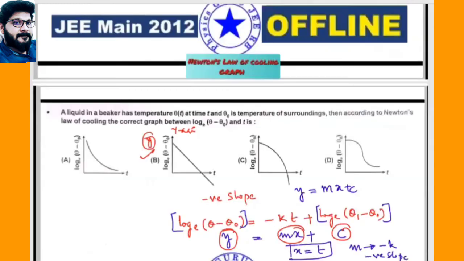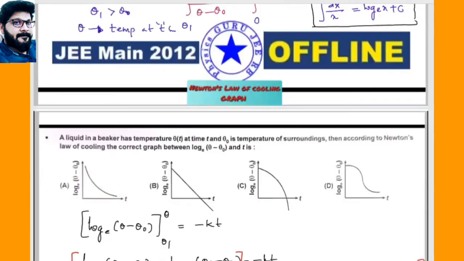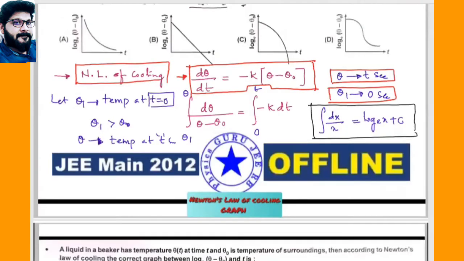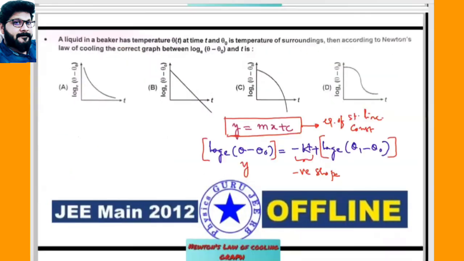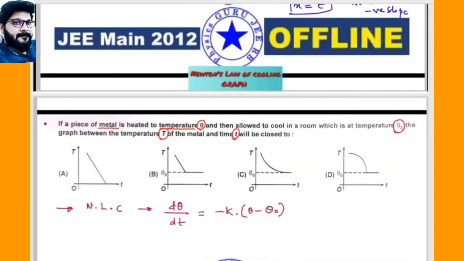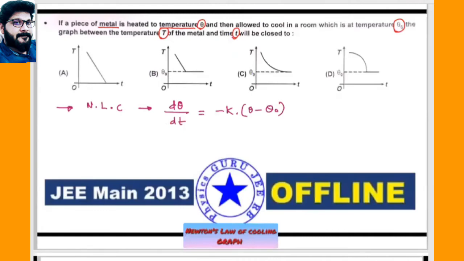You can see in this question, d theta by dt is the rate of cooling. In the same manner here also, it's rate of cooling, right? Now instead of theta, I'll substitute like this: d capital T divided by dt equals minus k. I'm trying to replace theta. Theta is capital T minus theta naught. Hope this is clear, right?